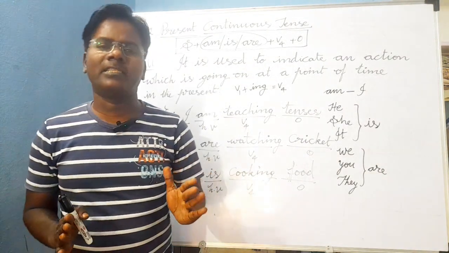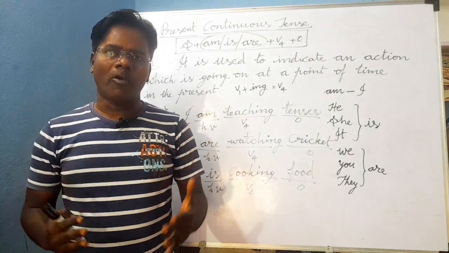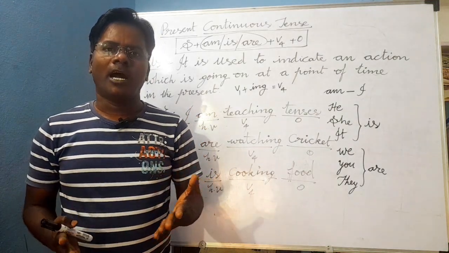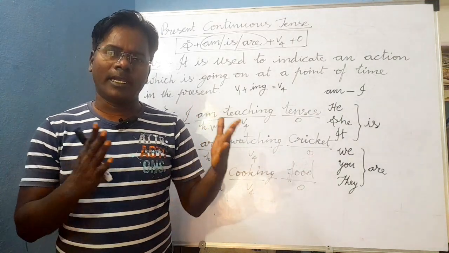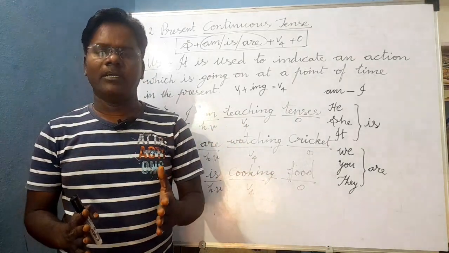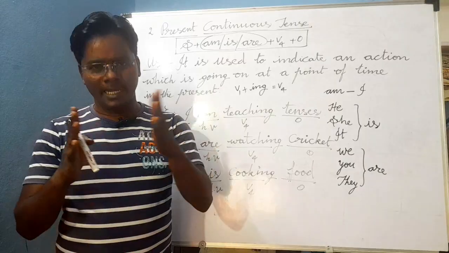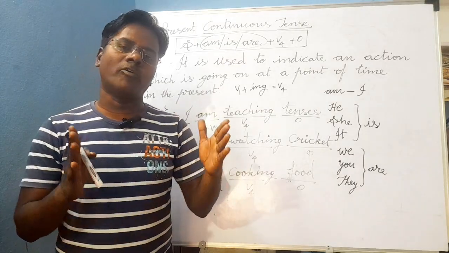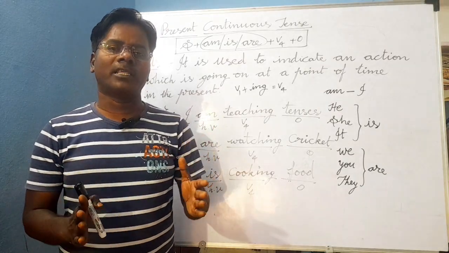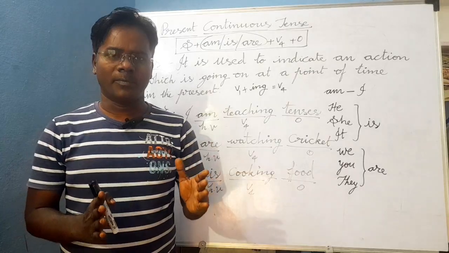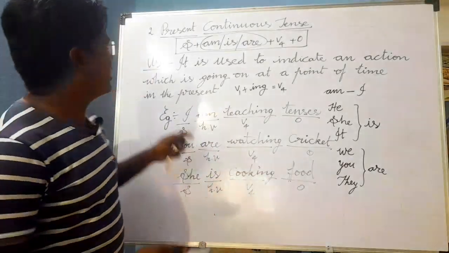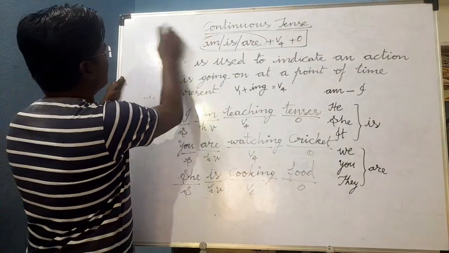Present continuous tense always tells you about an action which is going on at a point of time in the present. That won't say about the starting point of the action and ending point of the action. It tells about only the progress of an action. Remember that, right? So next one, present perfect tense.